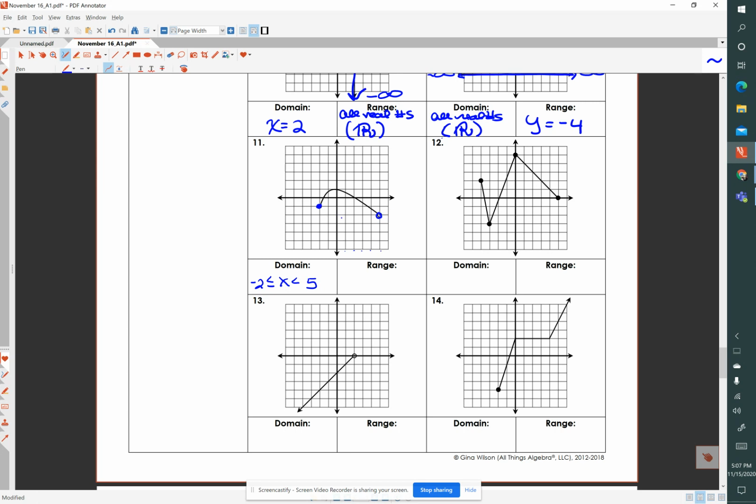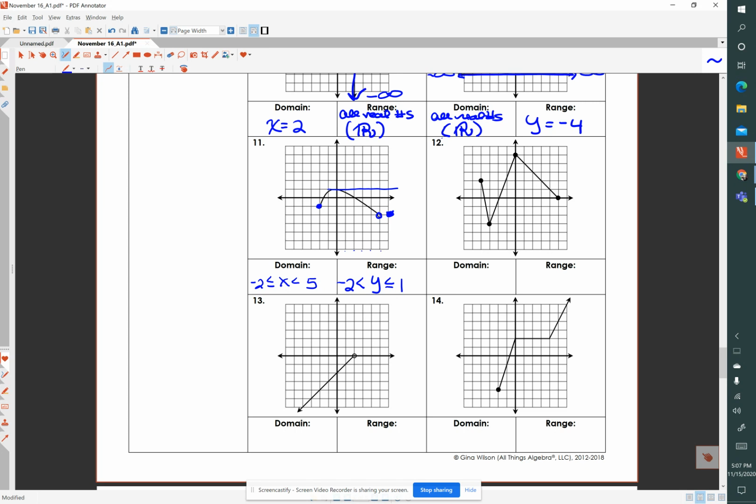Now, as to the range, what is the lowest part on this graph? The lowest part on this graph is the -2. So -2 is less than, because it's an open dot, y, and y is less than, now let's be careful, the highest point of this graph is right here. That's 1, and that is a solid line, so it's included, so less than or equal to 1. Again, scan your pencil from left to right and then from top to bottom.